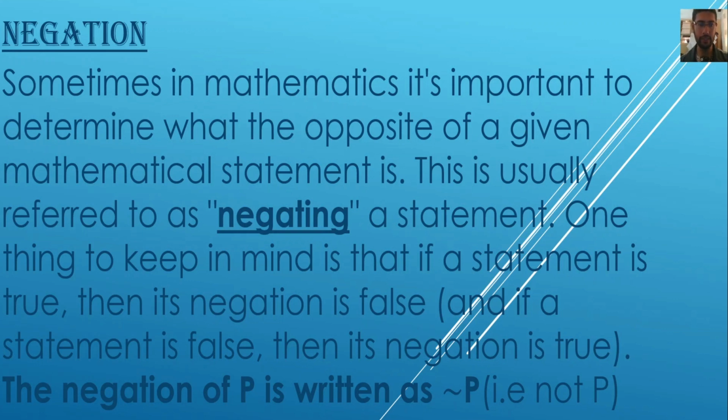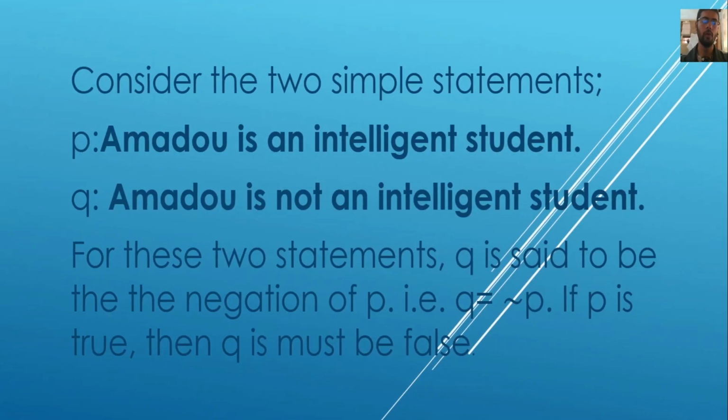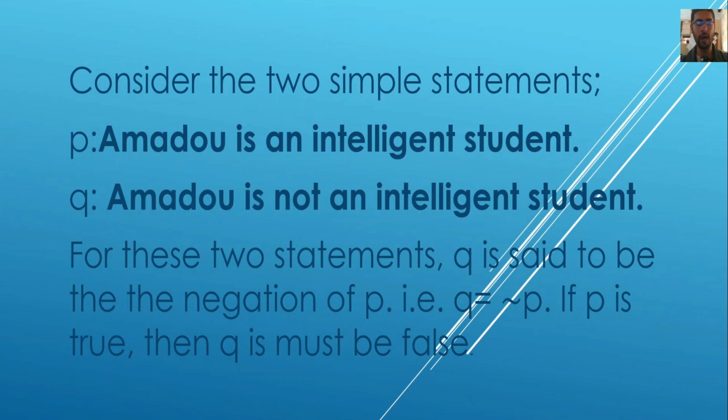So let us see some examples of negations. Consider the two statements: P, Amadou is an intelligent student; Q, Amadou is not an intelligent student. For these two statements, Q is said to be the negation of P, that is, Q equals not P. If P is true, then Q must be false.